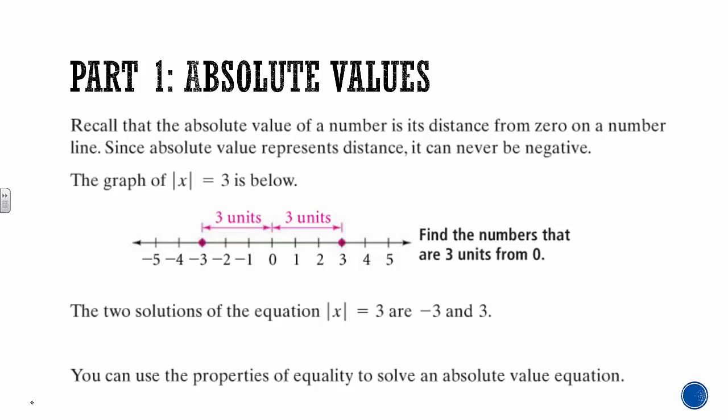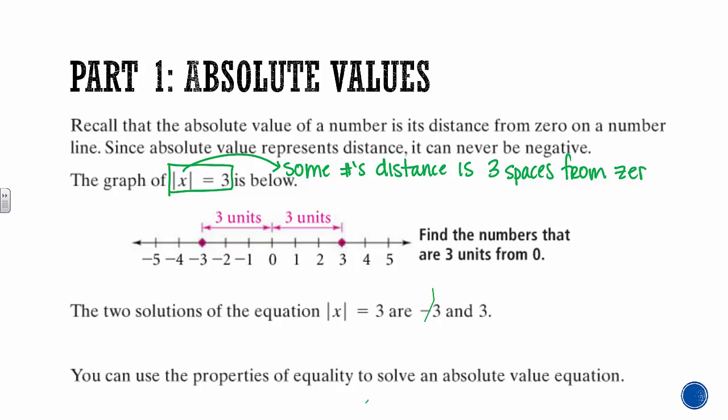So an equation, remember, is something that has an equal sign, and we're going to be solving. So we're going to have some unknown, something like x that we don't know what it is. So recall that an absolute value of a number is its distance away from 0 on a number line. Since this absolute value represents distance, it can never be negative. We just went over that. But now we have this equation. The absolute value of x equals 3. Now what that means is some number's distance is 3 spaces from 0.